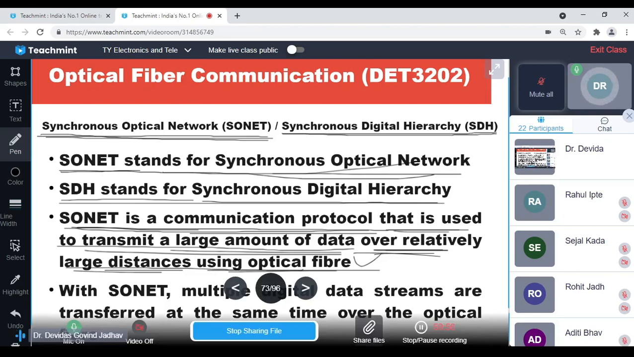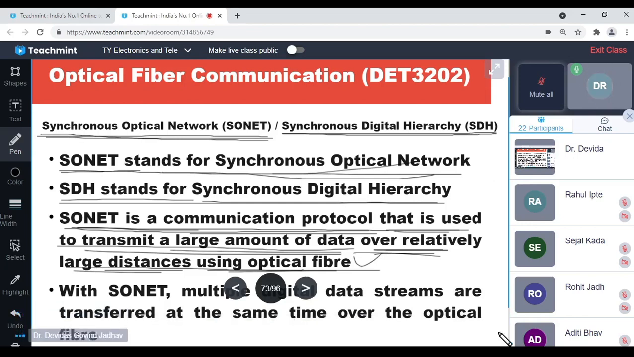So SONET is a communication protocol used to transmit a large amount of data over relatively large distances using optical fiber. SONET is synchronous optical network, so it is related to optical systems. An optical system can handle a large amount of data because the bandwidth is enormous. An optical system can have long distance communication because loss is very less.